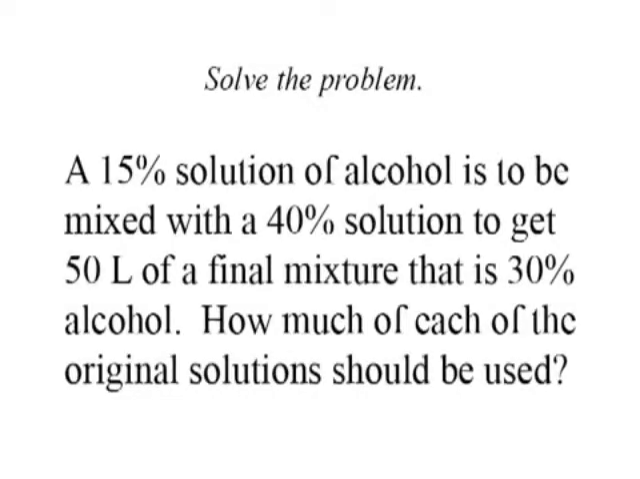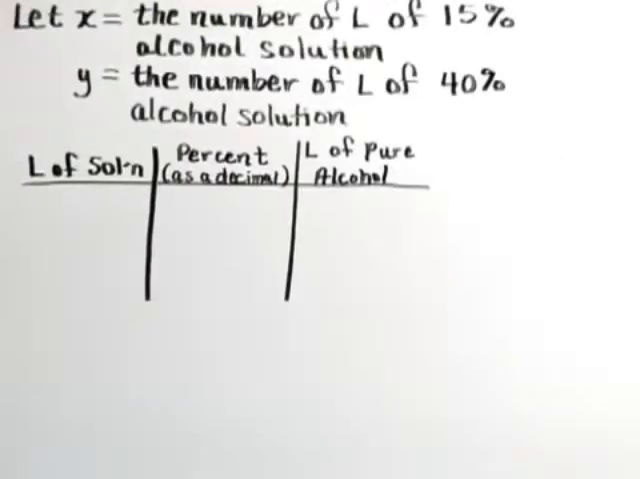Solve the problem. A 15% solution of alcohol is to be mixed with a 40% solution to get 50 liters of a final mixture that is 30% alcohol. How much of each of the original solutions should be used? We've read the problem carefully for step 1.